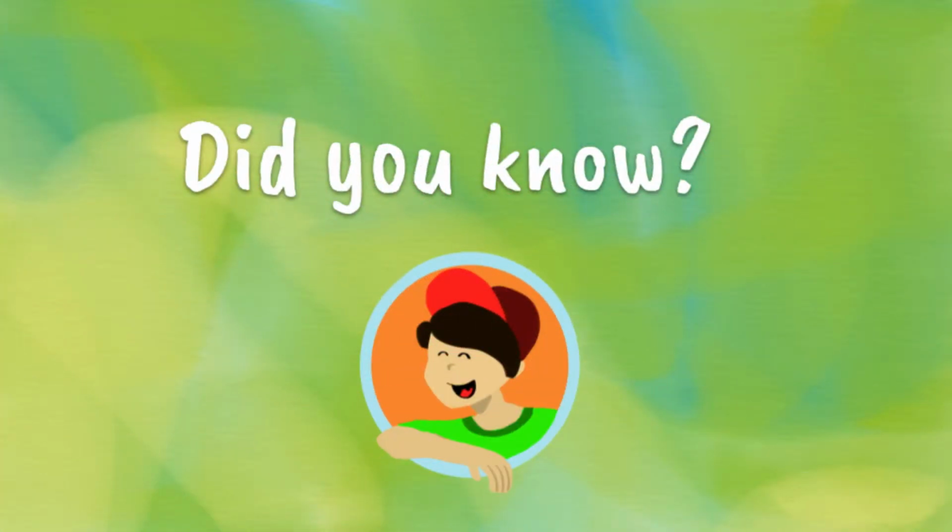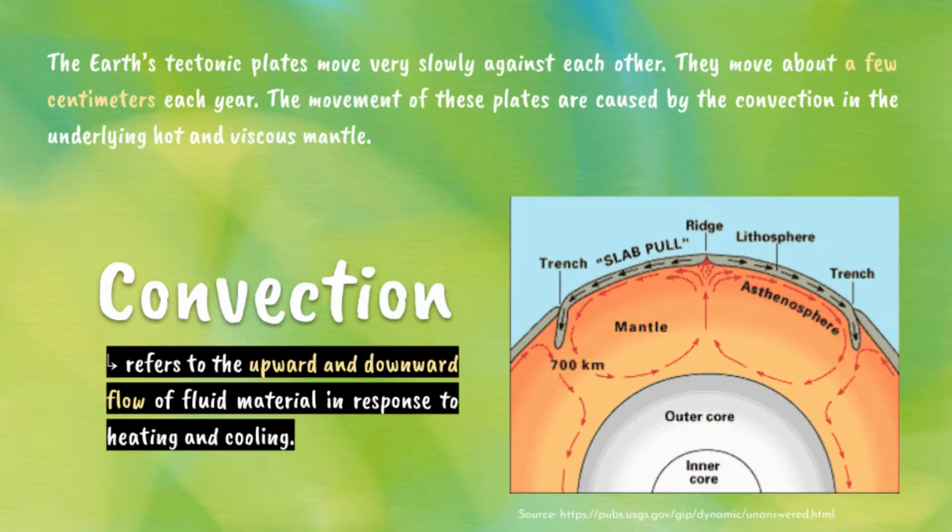Did you guys know that the Earth's tectonic plates move very slowly against each other? They move about a few centimeters each year. The movement of these plates is caused by the convection in the underlying hot and viscous mantle. Convection refers to the upward and downward flow of fluid material in response to the heating and cooling.